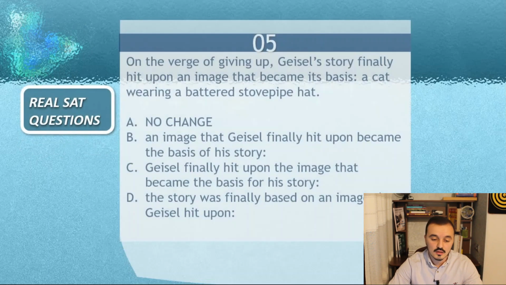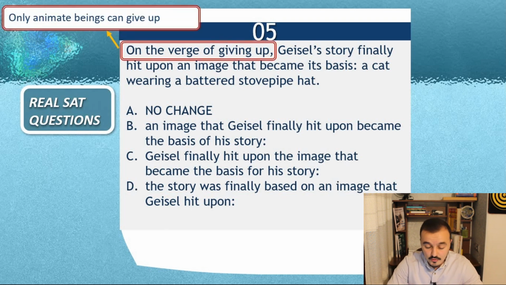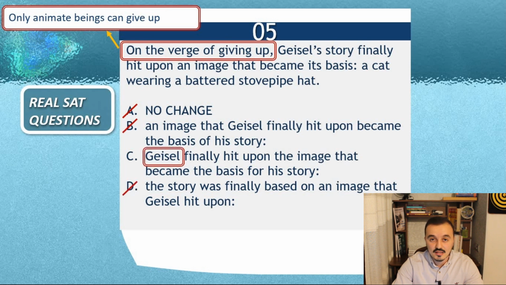And the last one. On the verge of giving up, Gaze's story finally hit upon an image that became its basis, a cat wearing a battered stovepipe hat. On the verge of giving up, it's about a person because only animate beings can give up. Animate means alive. So it's obviously about a person, and from A, B, C, D, only in C I can find a person's name. That's why C is correct.